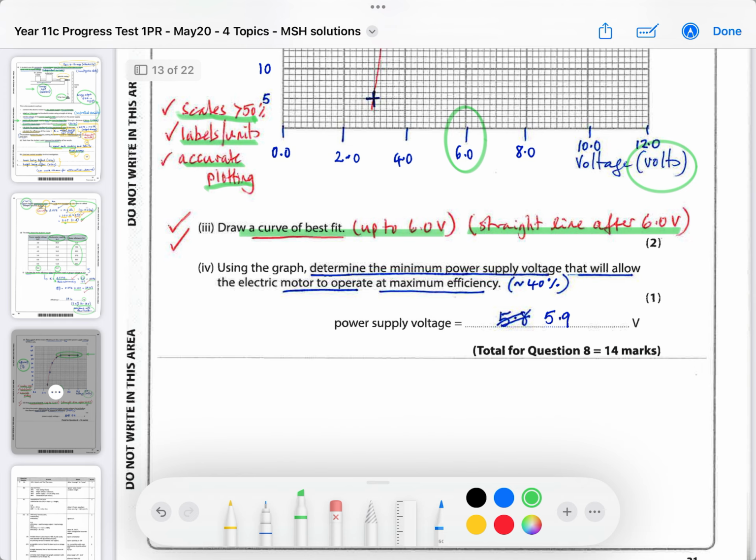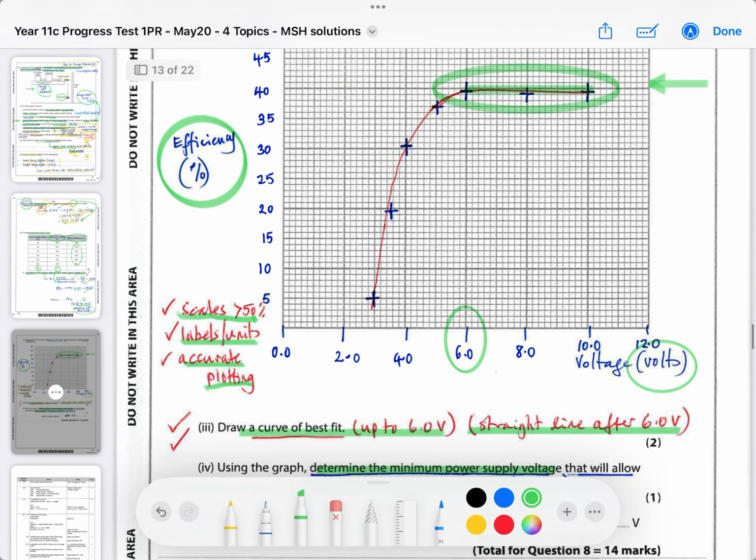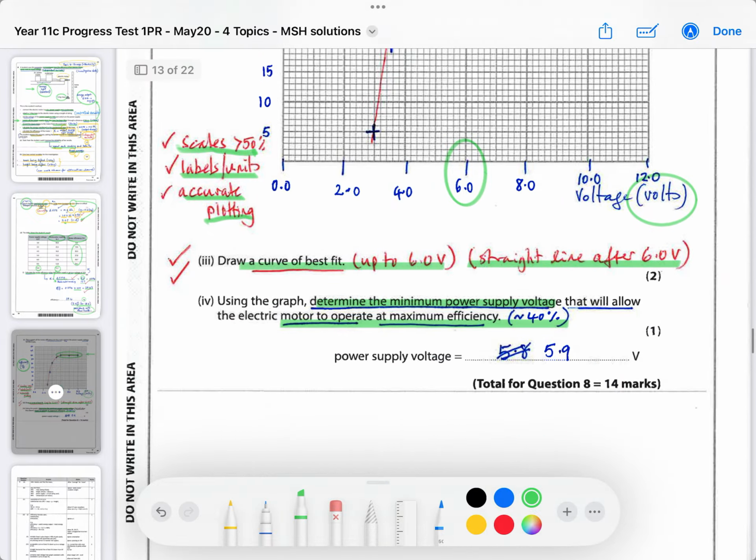And then they said, using the graph, determine the minimum power supply voltage, in other words, the minimum voltage that will allow the motor to operate at the maximum efficiency, which is about 40%. So when does it reach 40%? Well, I said it's just below 6 volts. I've put it as 5.9 volts.